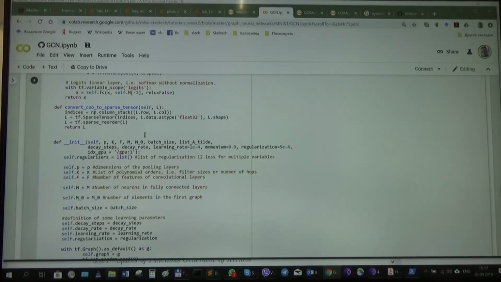So can I help with any technical details? Did any of you try to run it at this moment? Some of you maybe even succeeded. The first GCN for Cora, maybe with MNIST GCN.